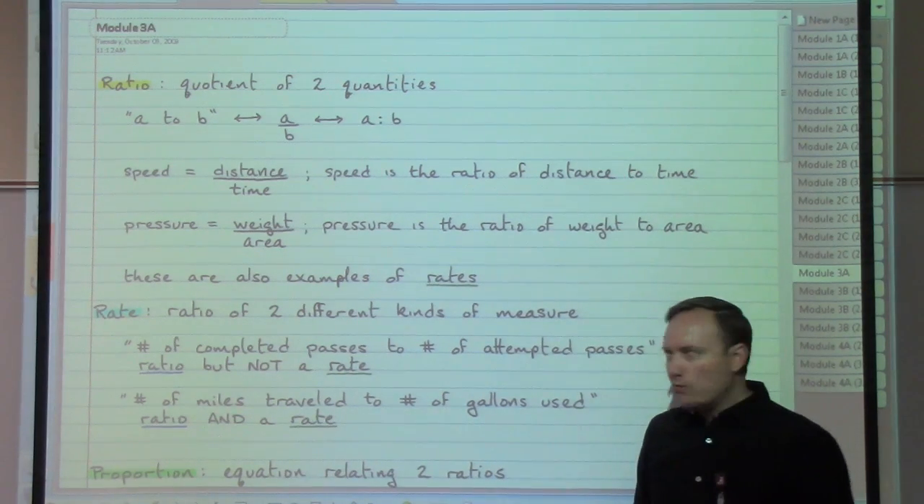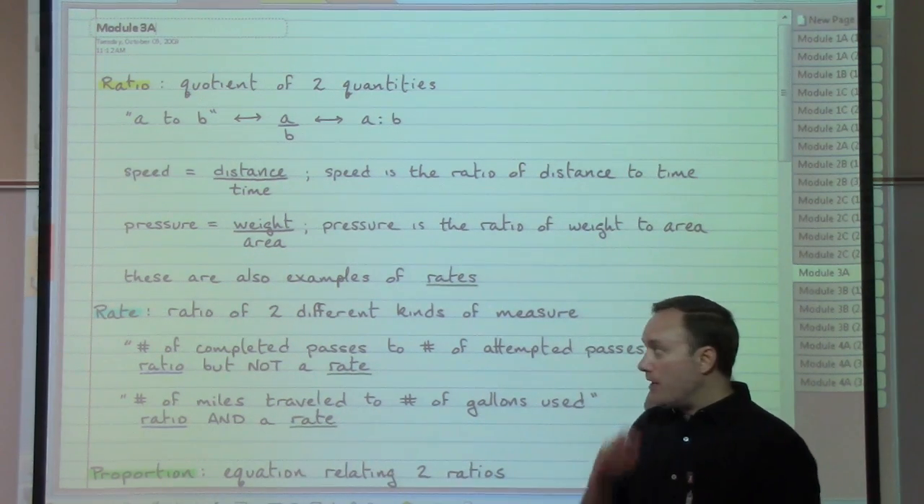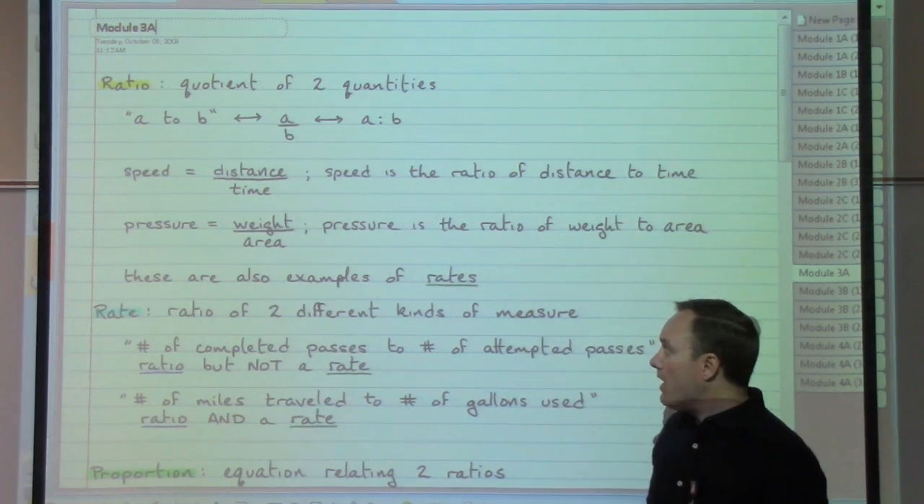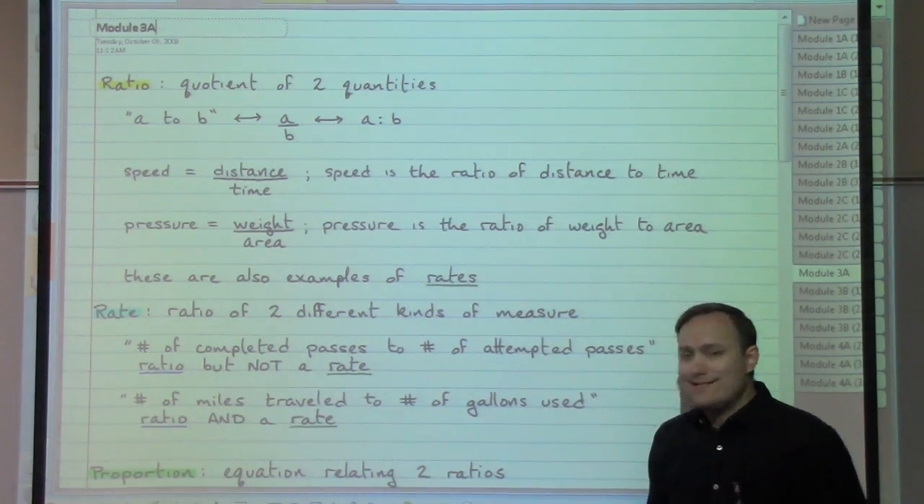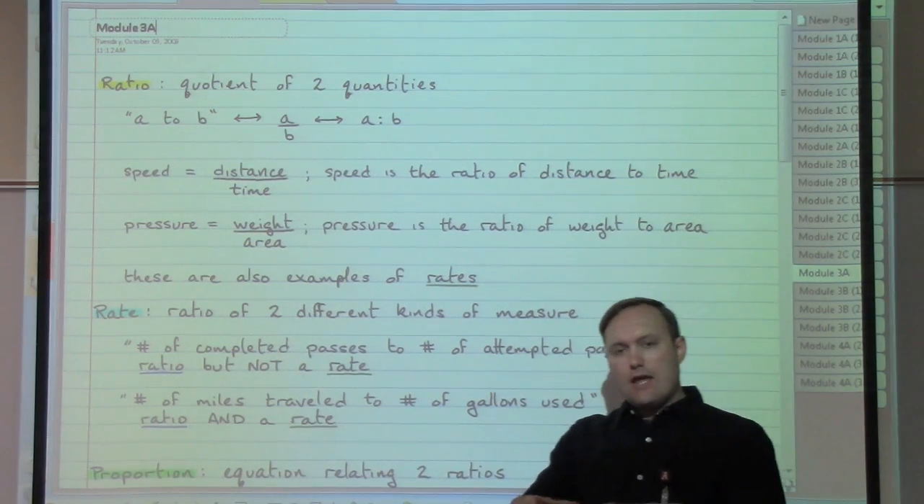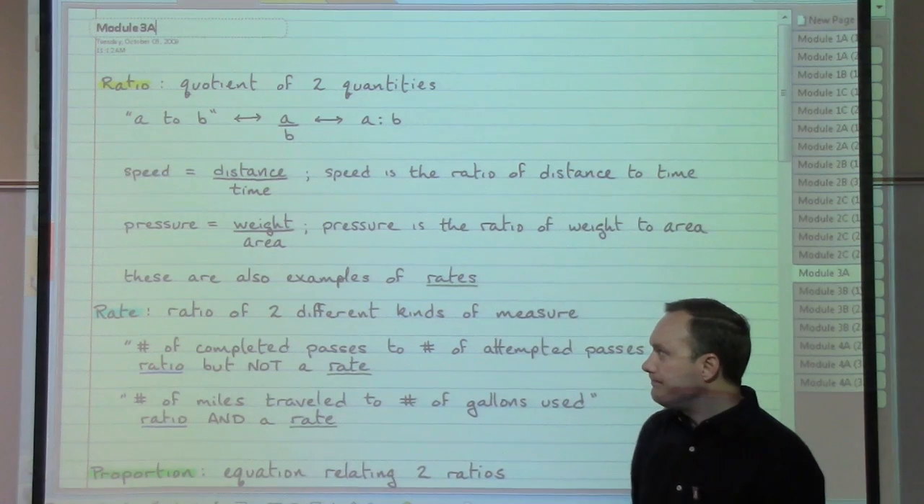Something else from the driving realm, pressure, as far as the pressure that you have in your tires, happens to be a ratio as well, the ratio of weight to area, the weight that is applied and the area that's in contact with the road.